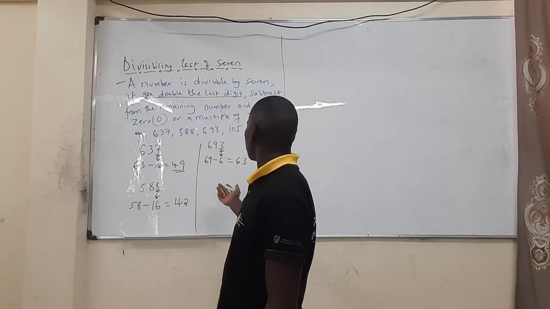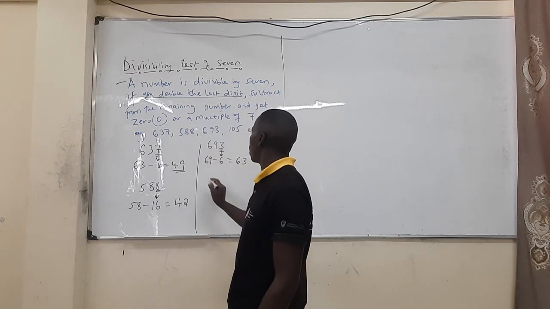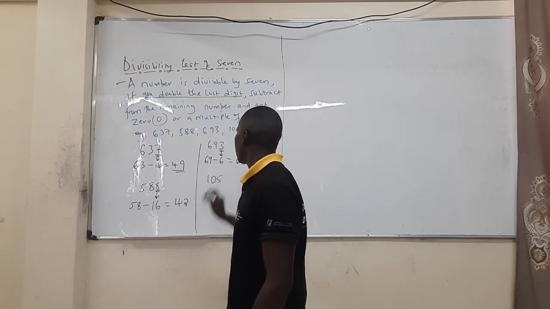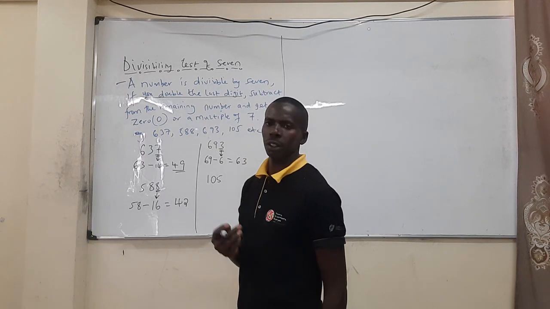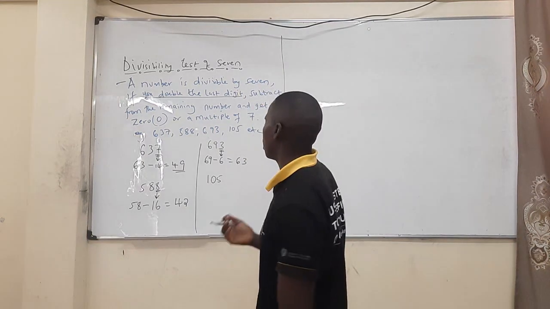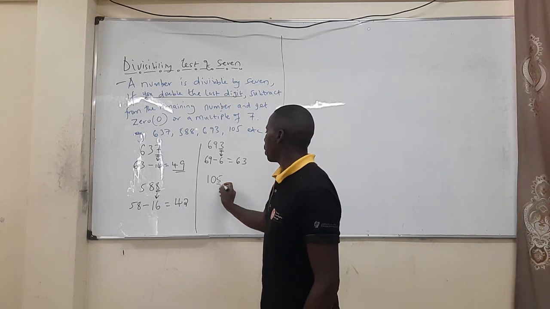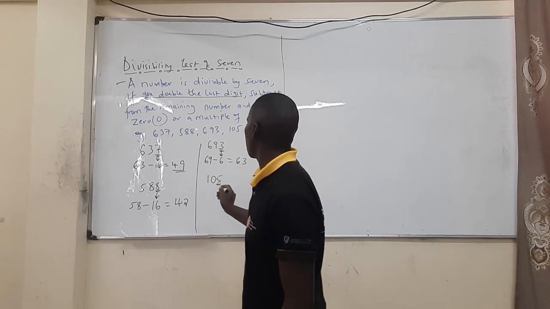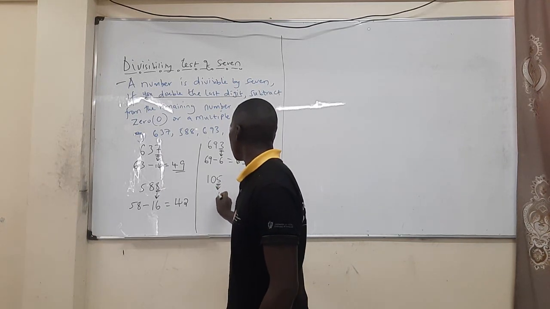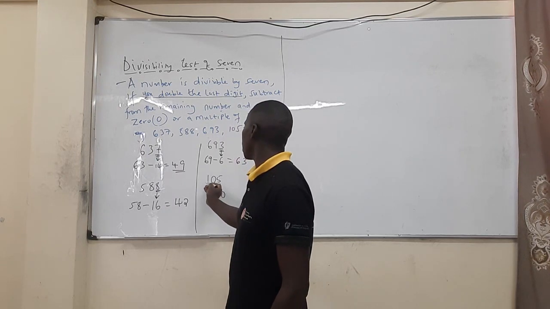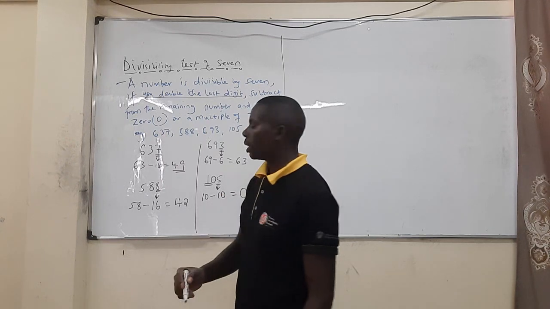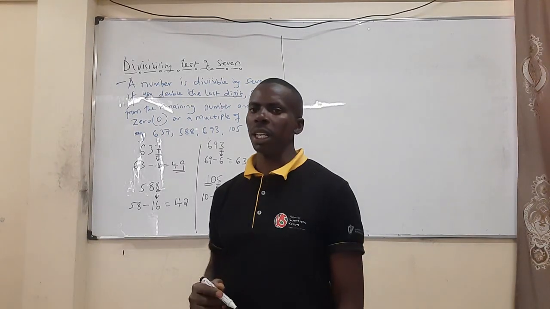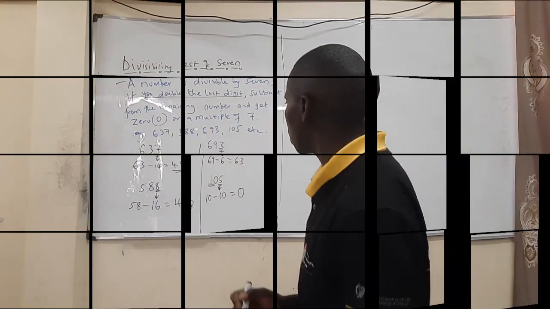Maybe our last example here can be 105. We want to test whether 105 is divisible by 7. So we take our last digit and double it, we get 10. Then we take the other number, which is 10, and subtract our 10, we get 0. So that means that 105 is divisible.